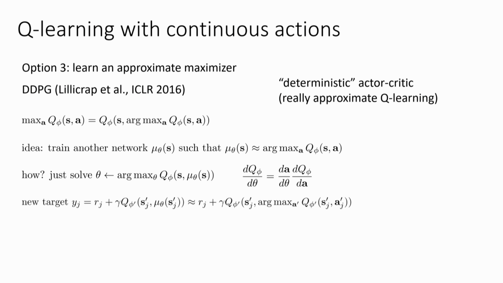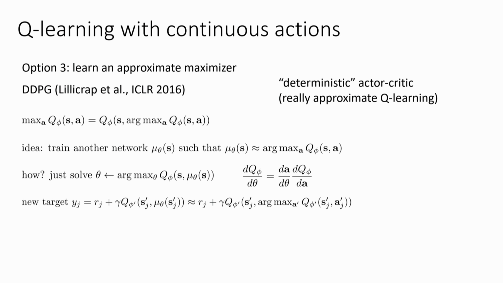And now, when you calculate your target values, just plug in mu in place of the argmax. So what you really want is Q phi prime evaluated at s and the argmax of Q phi prime, and instead you plug in mu. So you take Q phi prime at s comma mu of s.